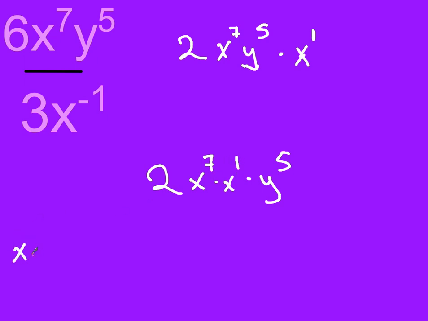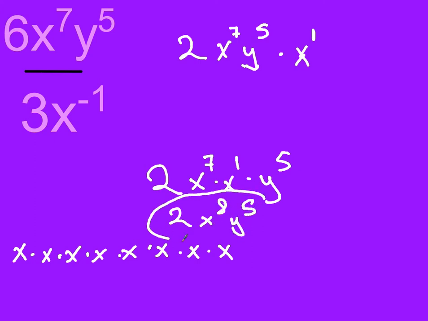That's because x to the 7th could be written like this: 1, 2, 3, 4, 5, 6, 7. And the x to the 1 could be written like this. So you have 8 x's here. So it's the same thing as x to the 8th. So that's another property of exponents. When you multiply and the two bases are the same, you add the exponents. So 2 times x to the 8th times y to the 5th is the simplification of this expression.